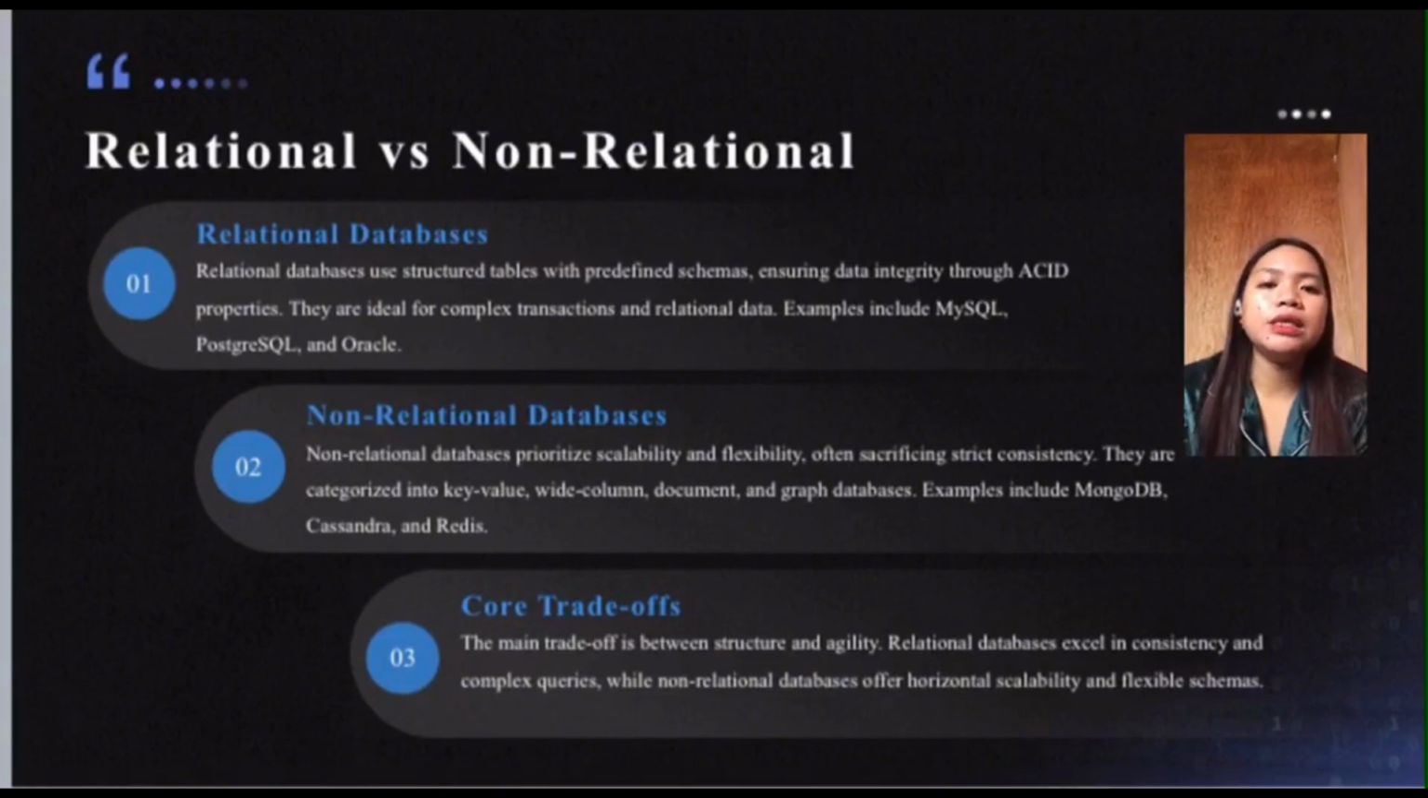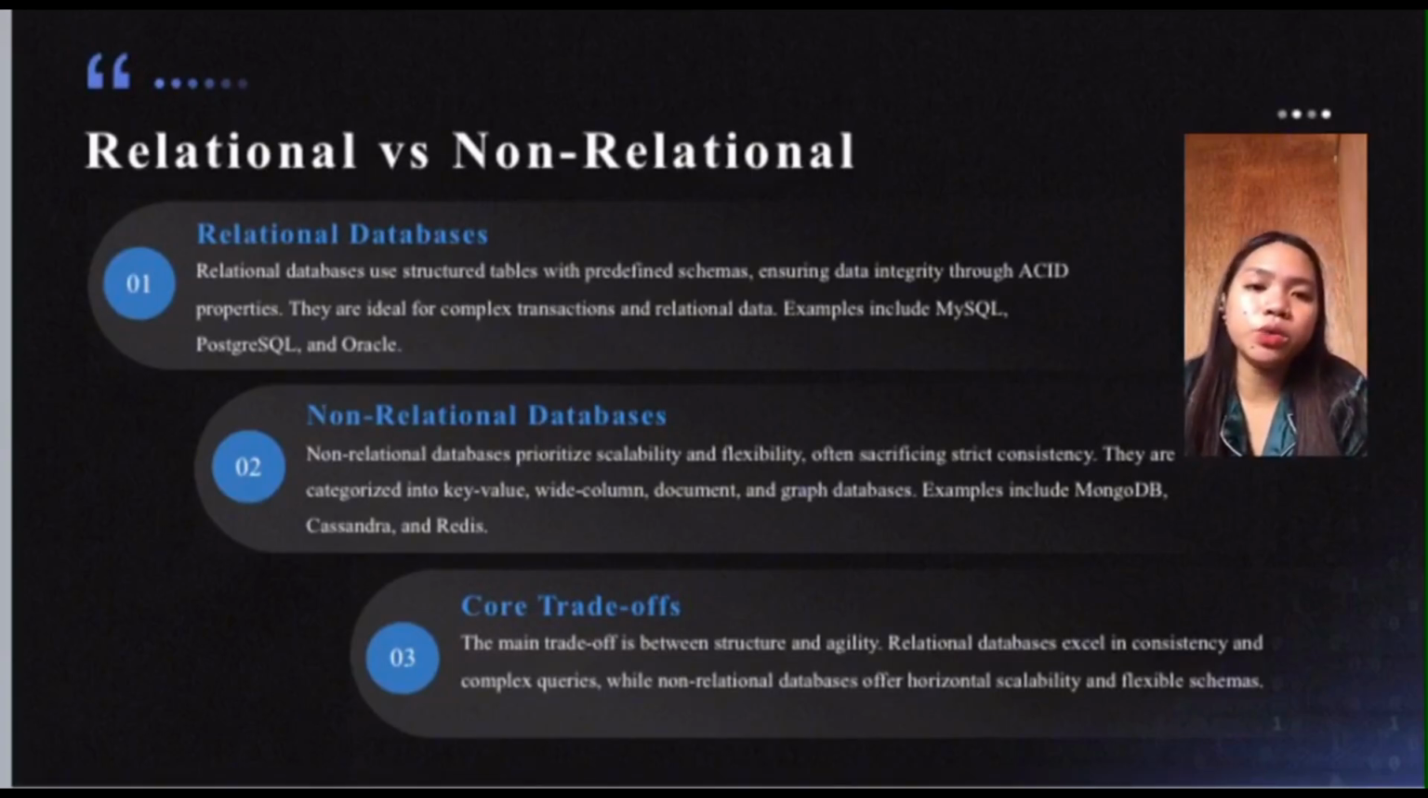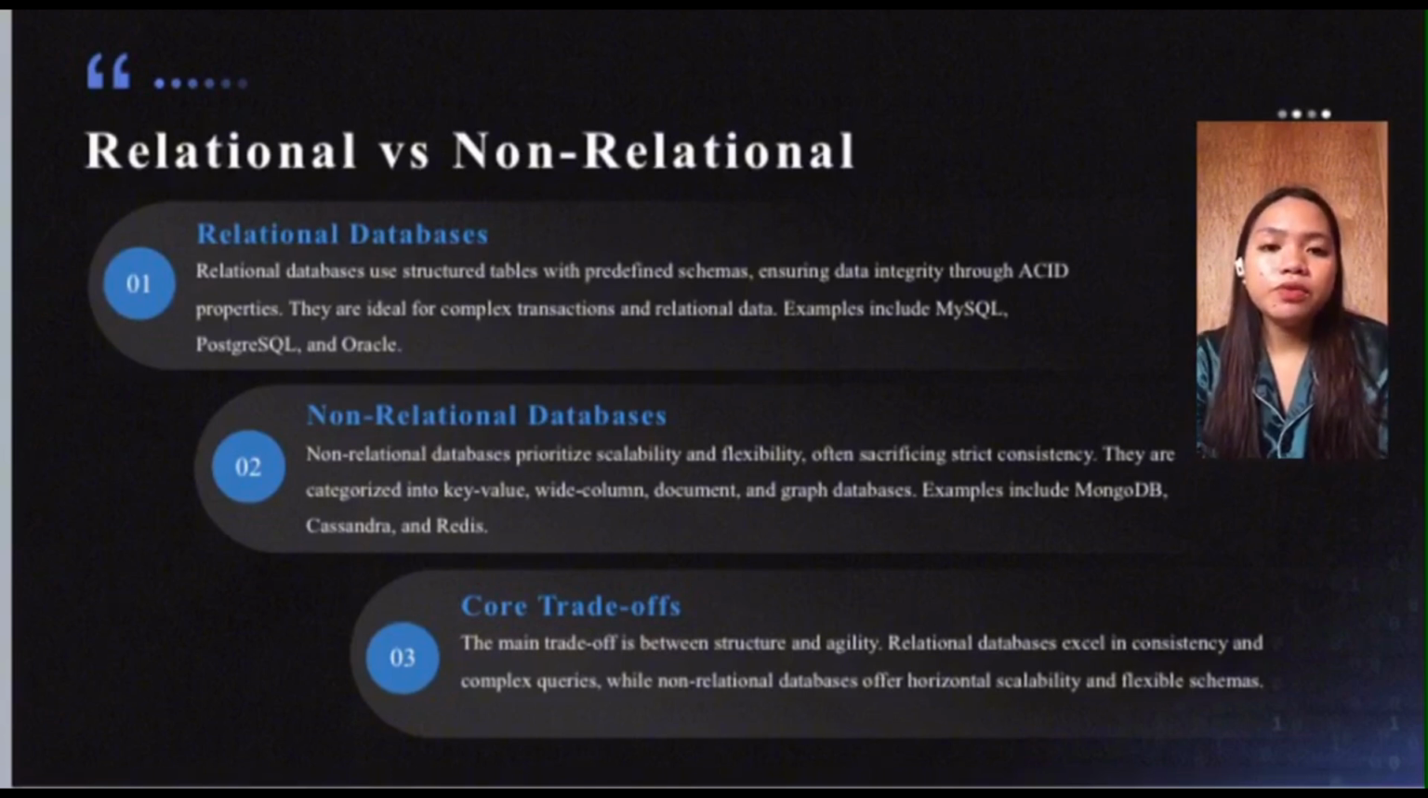Some popular examples of relational databases include MySQL, PostgreSQL, and Oracle. These are used for things like banking systems, e-commerce platforms, and managing customer orders where accuracy is essential. And now, let's move on to non-relational databases.